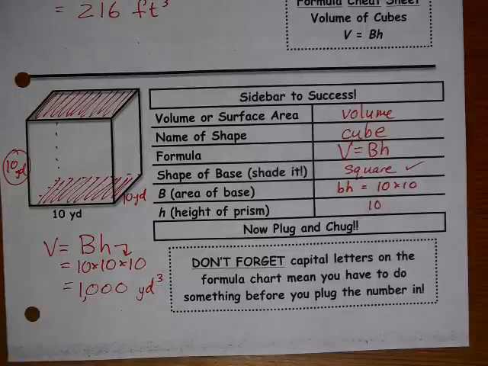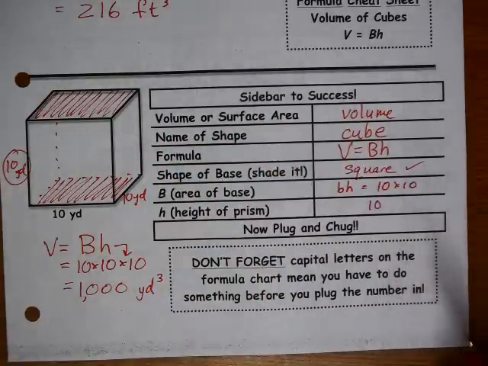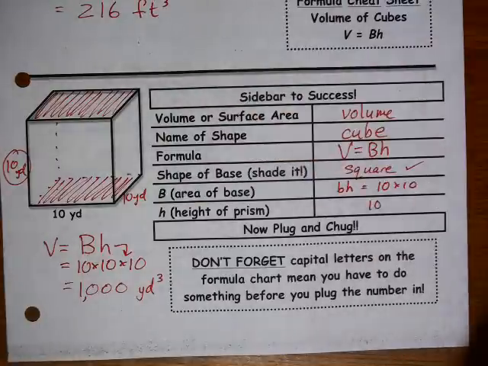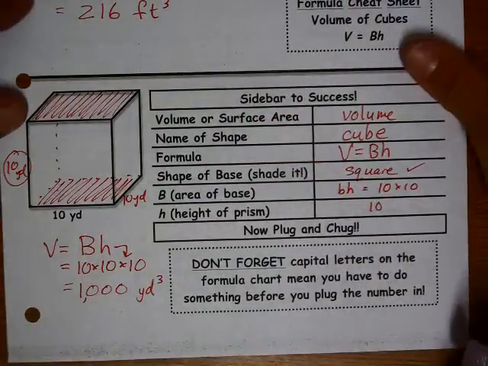Now, you've probably seen this formula before, length times width times height, where you find three different numbers and multiply them all together. This one is just special because it's a cube and all the numbers are the same. We still did the same thing, but that's the formula you need to use.